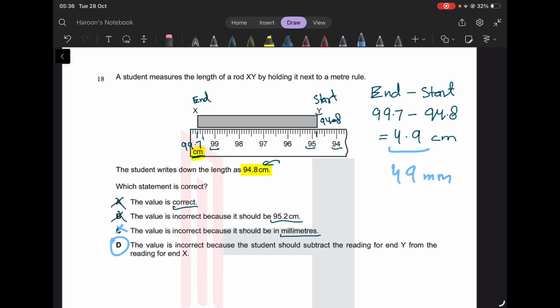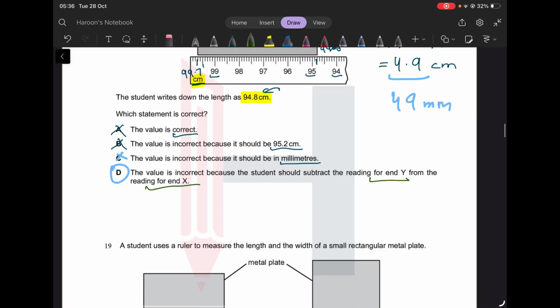We definitely know that the correct answer is D, but we'll give it a read. The value is incorrect because the student should subtract the reading for end Y from the reading at end X. Yes, this is what we did, right? Final minus initial reading. So the correct answer is D.